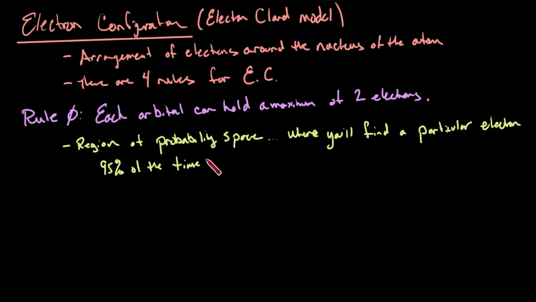Okay, the shape of that space is akin to what an orbital is. Can you guys envision that? Okay, so an orbital is where an electron will be 95% of the time if it has a particular energy state. Yeah? Okay, orbitals have different shapes, and we're going to get into those shapes a little bit later. Okay, but this is our rule number one. Each orbital can hold a maximum of 2 electrons, and an orbital is a region of probability space where you'll find an electron 95% of the time. Okay, rule 0.